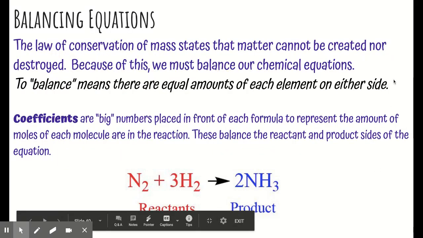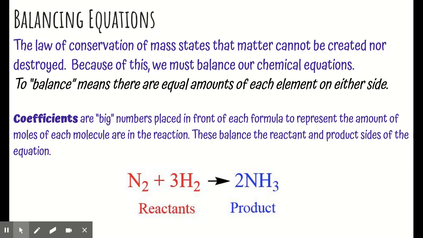So the meat and potatoes of the lesson today is going to be balancing these equations. The whole reason why we have to balance equations is because of the law of conservation of mass. The law of conservation of mass says that matter cannot be created or destroyed. Because of this, we have to balance our equations. So if I start with 2 nitrogens, I have to end with 2 nitrogens. I can't just destroy them. I can't start with 2 and end with 4. I can't just create them in the middle of an equation. They have to come from somewhere.